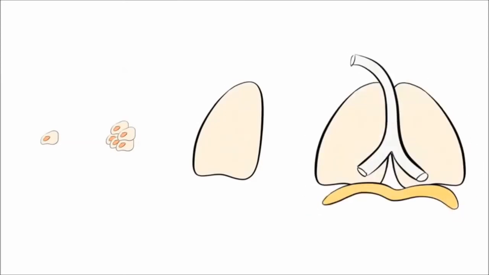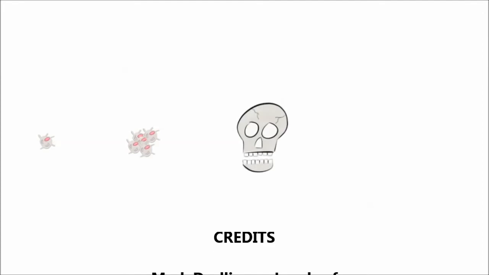So from smallest to largest, your body is made up of cells, tissue, organs, and then organ systems. These are the levels of organization.